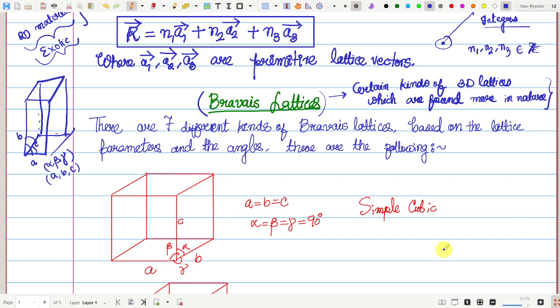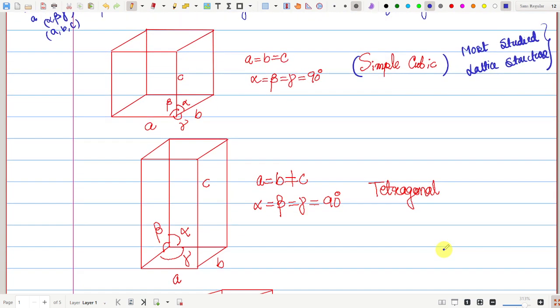Okay, so that is simple cubic. That is the most important and most studied, by the way, and we will be studying it after we have finished categorizing the lattices into Bravais lattices. Pardon me, it's a typo. So it will be the most studied lattice structure that we will ever see. We will add bases to this lattice, and then we will analyze how it changes, and we will do a lot of things with this. Okay, then we have tetragonal.